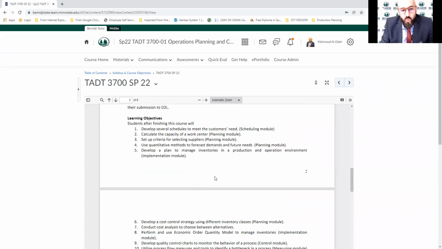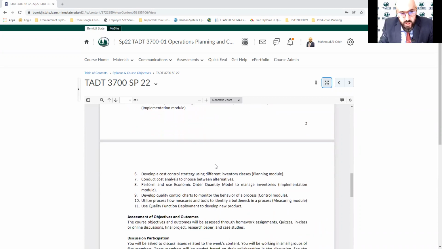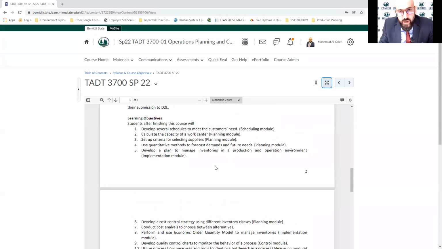Learning objectives, these are what you're expecting from this course. Once you're finishing this course, you should be able to perform 11 goals here. You should be able to master these skills. All right, let's go over these objectives.